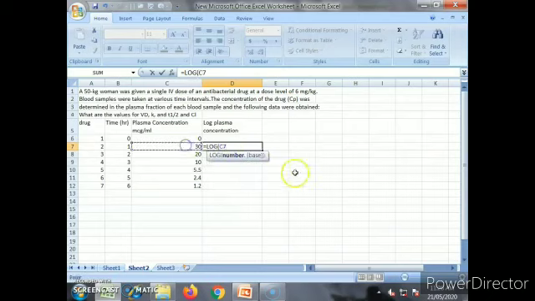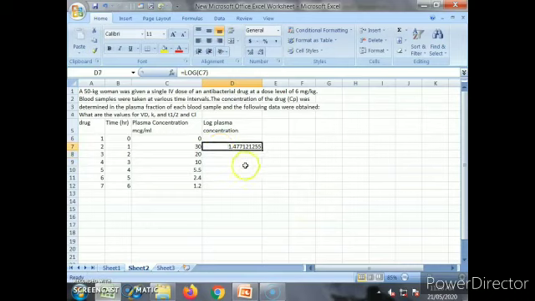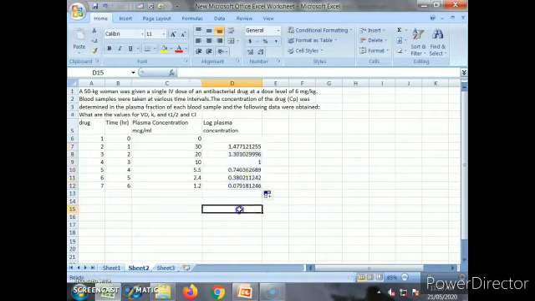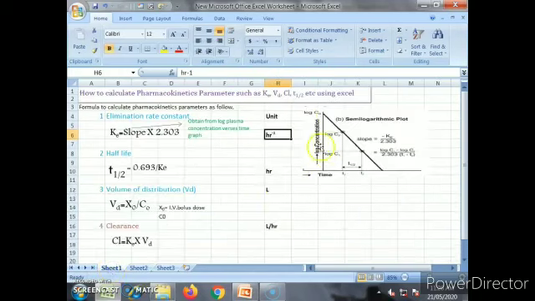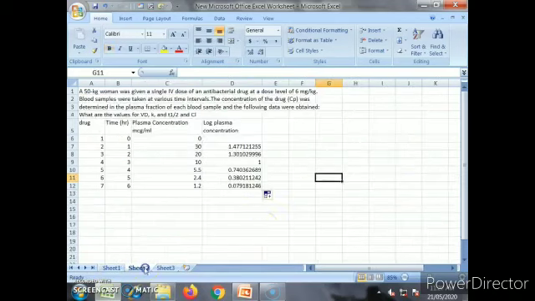So in this we will add this value. So you have got this value, 1.4, which is the log value of 30. You drag this so that we'll get all the values. No need to add every time. Now we'll draw the graph. We have to draw this graph, log concentration versus time.